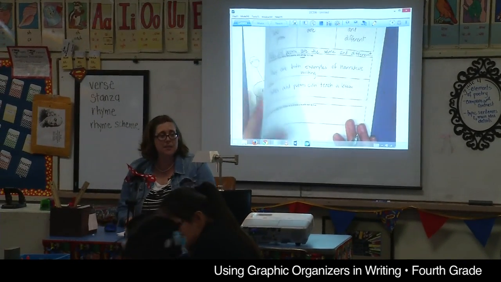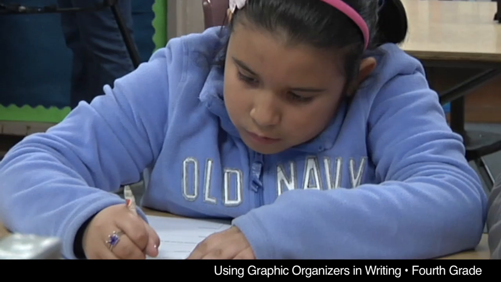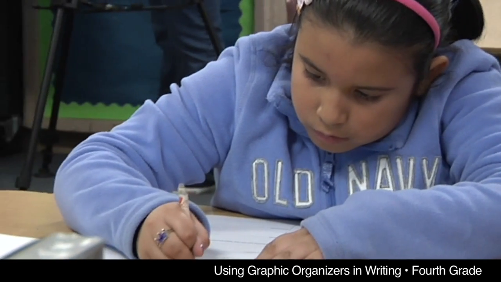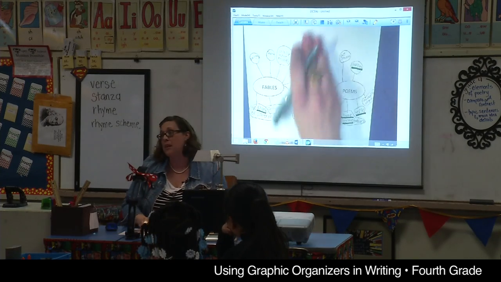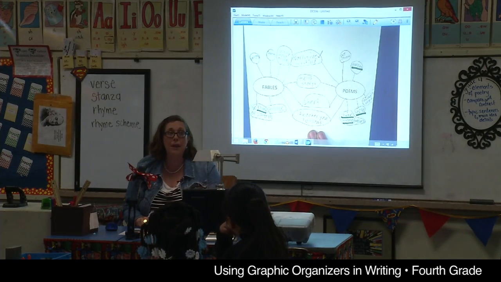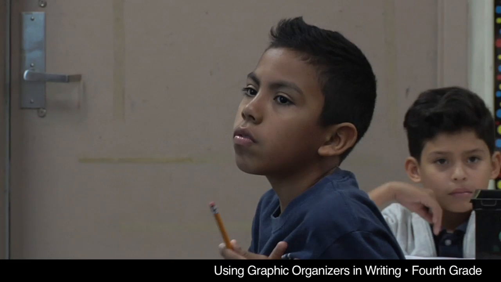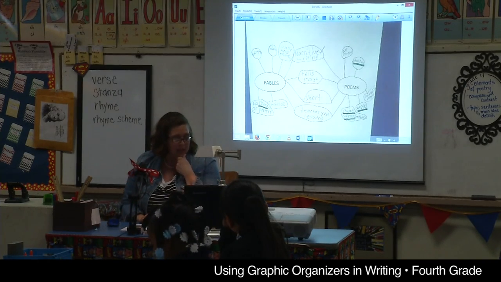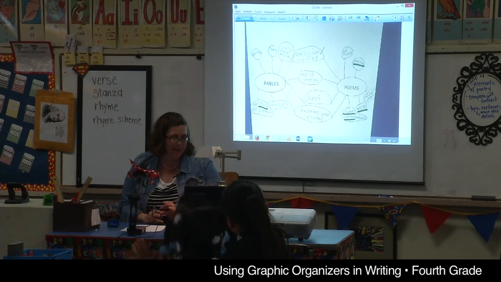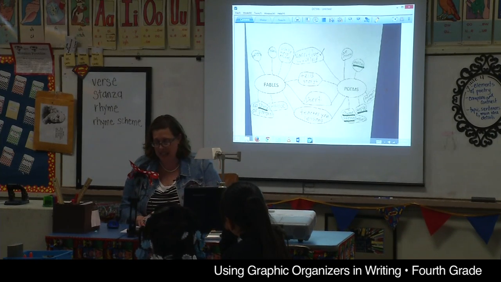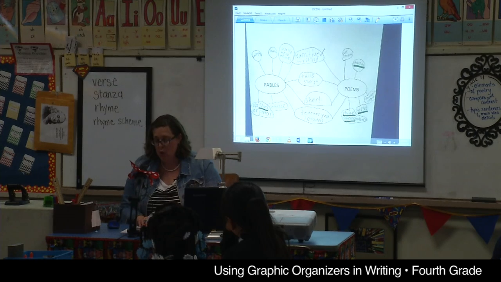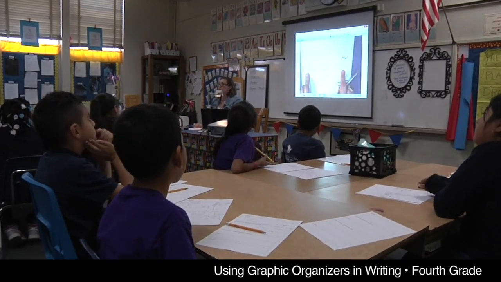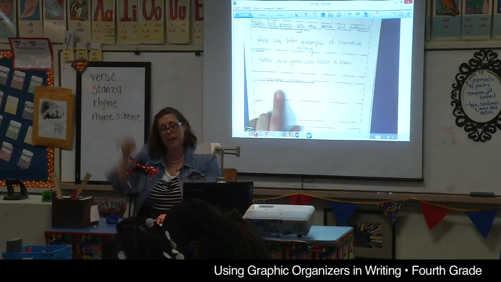I'm flipping back to my organizer. I'm going to model again. So now I'm talking about how these two things are different. I'm going to not think about the middle of my organizer. Where am I going to be looking? On the edges, thinking about how the two items are different. Okay, in contrast, one way that fables and poems are different is that poems can rhyme, but fables do not. Can you pick up your pencil and write that too?